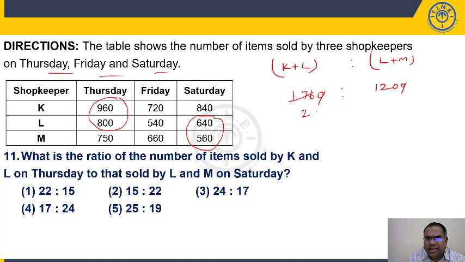8 to 16, 8 to 15. 22 is to 15. I can say choice 1 is the answer. So it is a common factor.